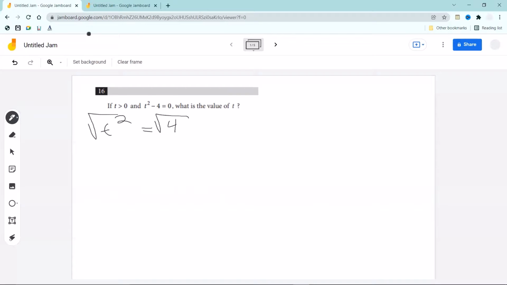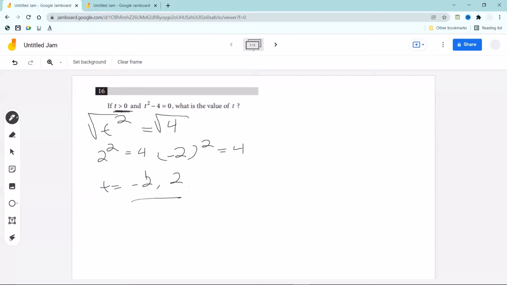Two numbers, that 2 squared is 4, right? 2 squared is equal to 4. And we also know that -2 squared is equal to 4, right? So our solutions could be t is equal to -2 or 2, right? Perfect. But they tell us that t has to be greater than 0, right?